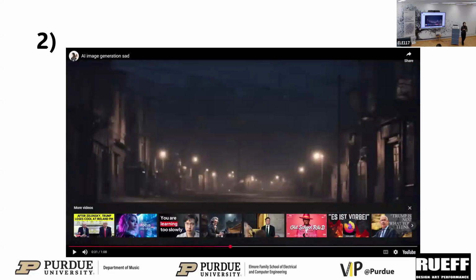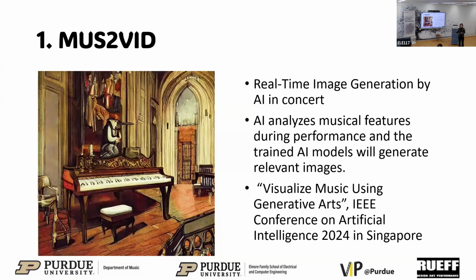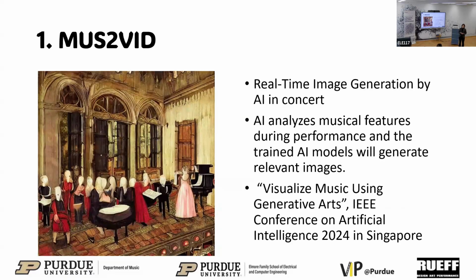Were they close to your imagination? No, not much. Well, AI is not really perfect yet, right? And those kinds of things are a little bit more subjective, right? But you can see somewhat brighter images for the first one, and the second one more darker and somewhat tragic images, right? Those were generated in real time, and this is our first project, music to video.